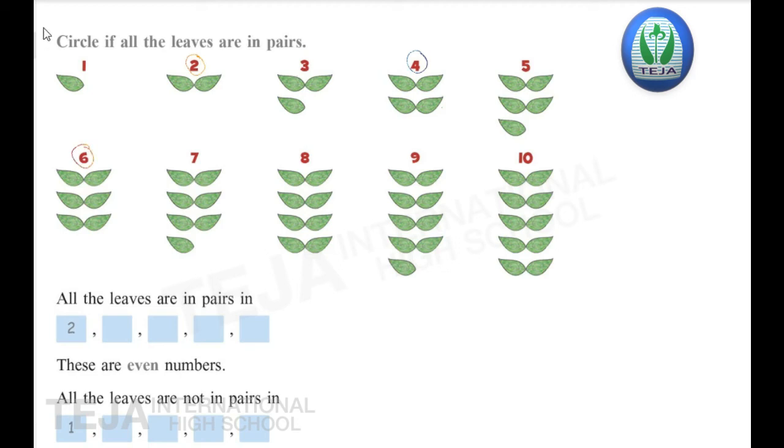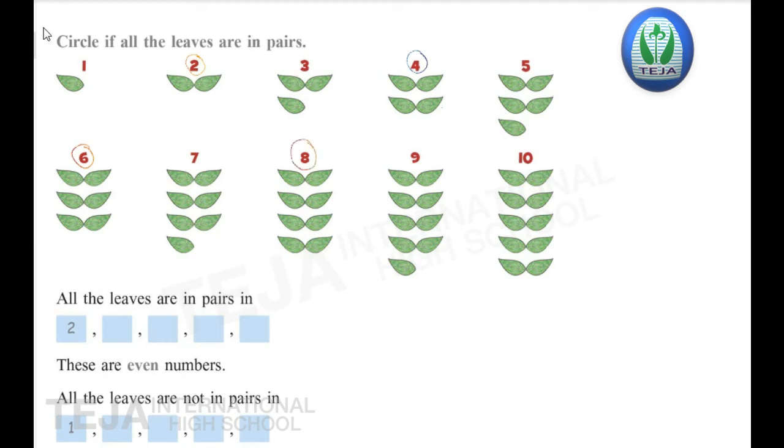Next, seventh one, see here first is pair, second is pair, third is pair, but the last leaf is not a pair, it's a single leaf. So 7 is not a pair. The leaves which are there in 7 are not pairs. Eighth one, see here 1, 2, 3, 4. 4 pairs of leaves are there in number 8. So 8 is a pair.